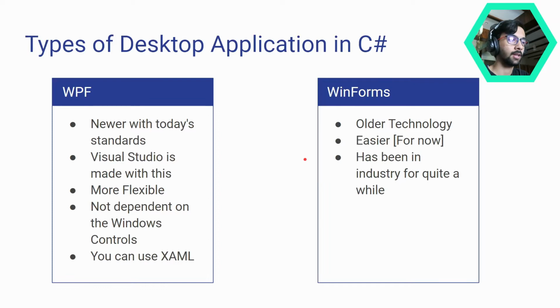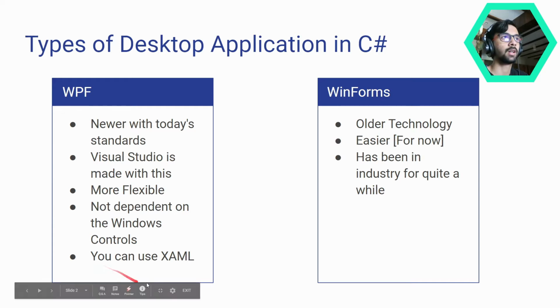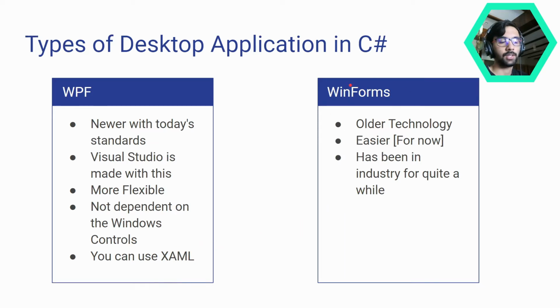So a couple of things before we directly jump into coding: there are two types of desktop applications you can make using C Sharp. One is WPF and the other one is WinForm, or Windows Forms. WPF is newer with today's standards. Even Visual Studio is made on that. It is more flexible and it is not dependent on the Windows controls, which we'll get to later on. And you can use XAML. If you don't know, it's kind of a scripting language which you can use to make UI in general.